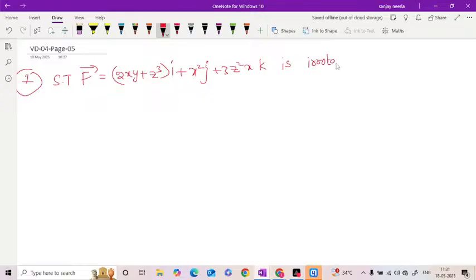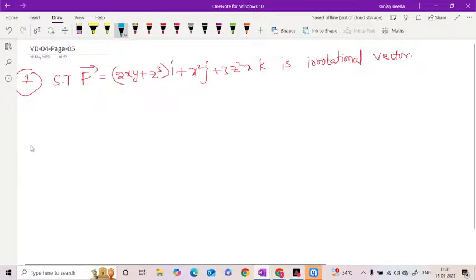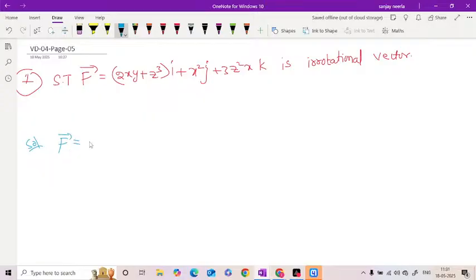Irrotational vector. Can you prove? How can you prove? Just find the curl of f. So f is (2xy plus z cube) i plus x square j plus 3z square x k.